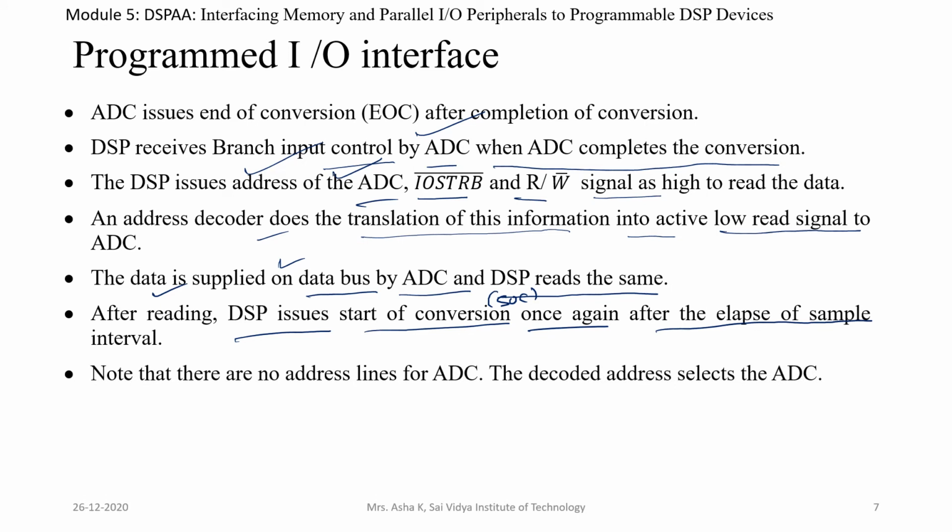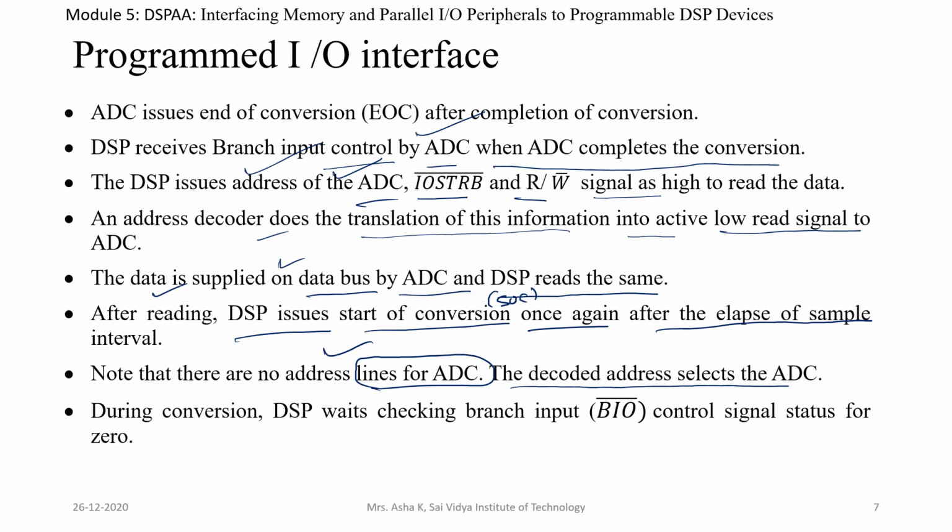Note that there are no address lines on the analog to digital converter. The decoded address selects the ADC. During conversion, the DSP waits, checking the branch input control signal status for 0.